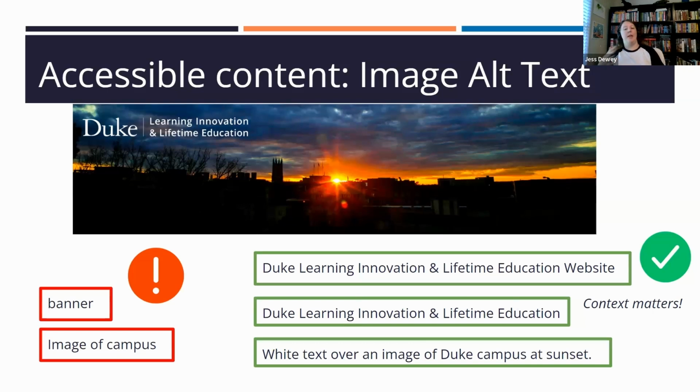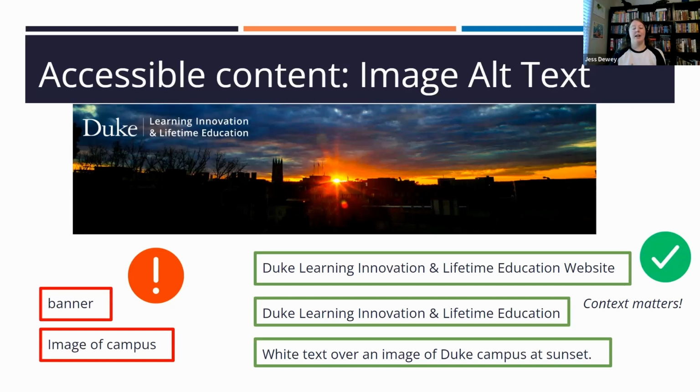But let's say I might be in an art class and I want the alt text to be something about the contrast of the text over the image. I want a little bit more detail about the picture itself in the background. My alt text might be white text over an image of Duke campus at sunset. So it's a little bit more descriptive about what's actually present in the image.